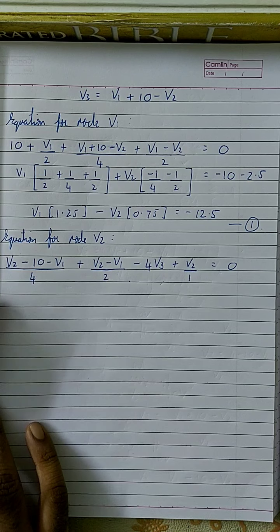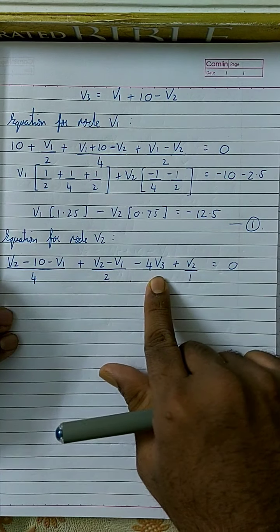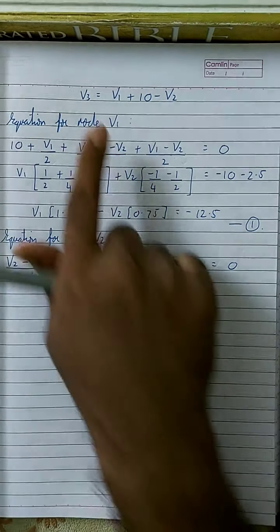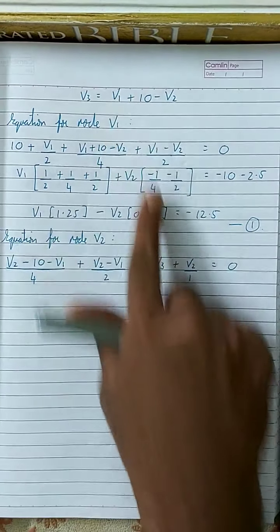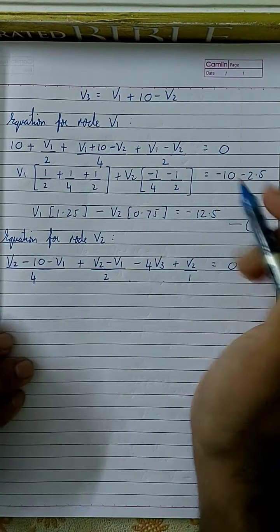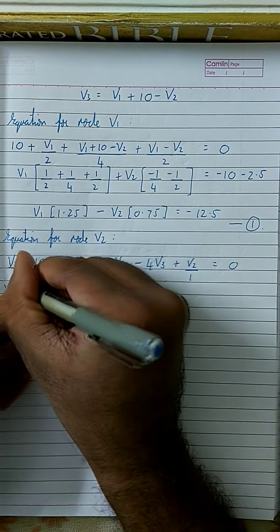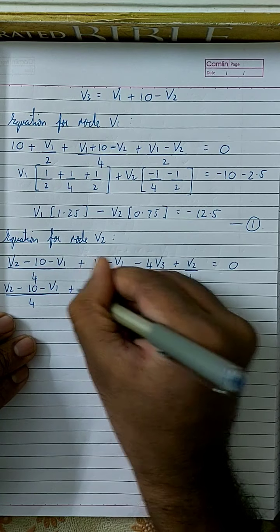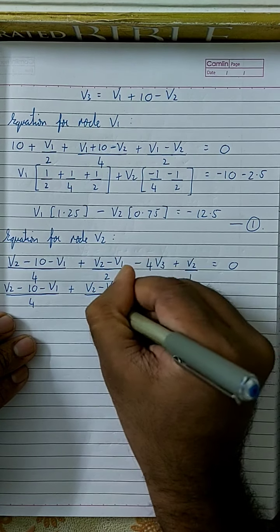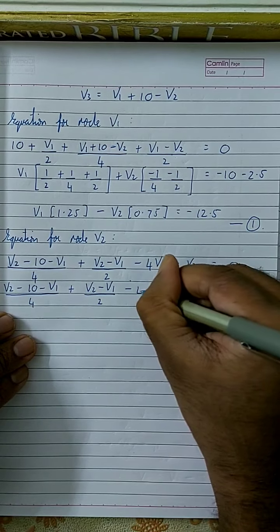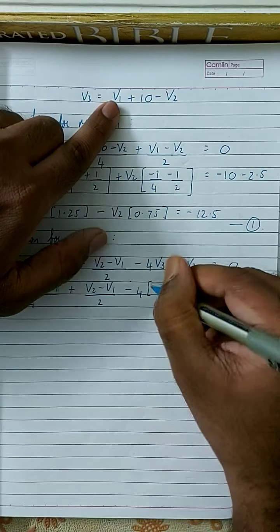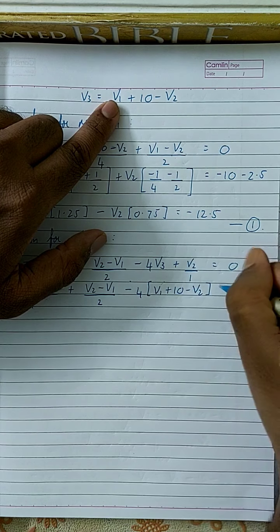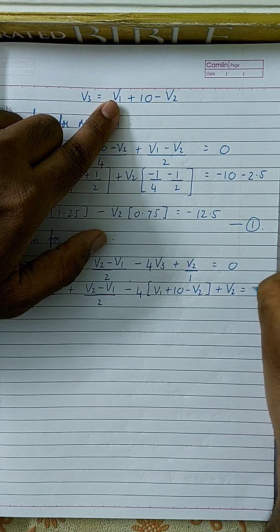Now I'm going to express this in terms of, oh, one more thing. Here there's V3, right? Like I said, if there is a dependent source, what you need to do is replace that with the actual equation. What is the actual equation? V1 plus 10 minus V2. So put that over here. Then you write it in terms of V1 and V2. That's the easiest part. So let's see. V2 minus 10 minus V1 by 4 plus V2 minus V1 by 2 minus 4 into V1 plus 10 minus V2 plus V2 equal to 0.